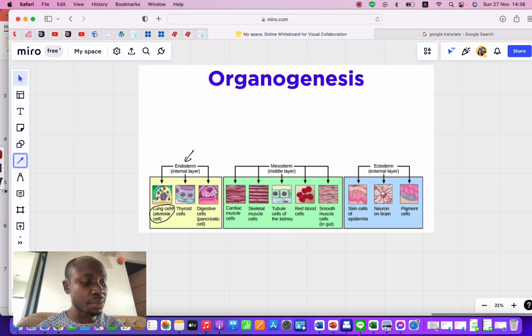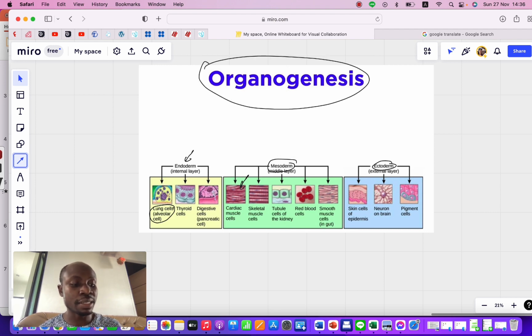The mesoderm cells are going to divide to form your heart cells and other muscles in your body. And finally, the ectoderms are going to form what? Your skin cells and different types of organs. We call this what? Organogenesis. They make organs in the body.